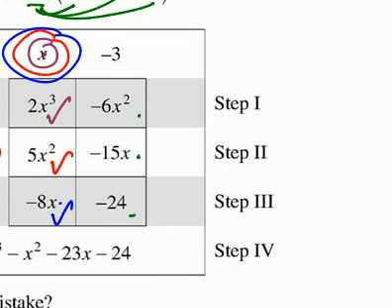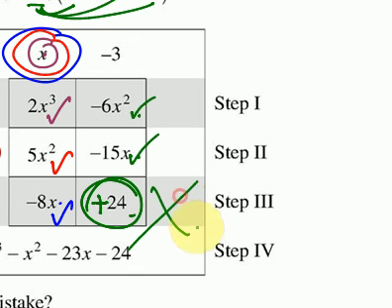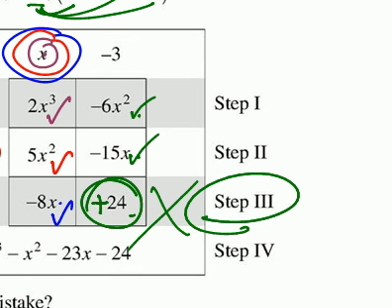Okay. So we'll do the ones over here now. Negative 3 times 2x squared. That's negative 6x squared. Negative 3 times positive 5x. Negative 15x. Negative 3 times negative 8 is? Positive 24. There you go. Step 3. You're done. Okay.